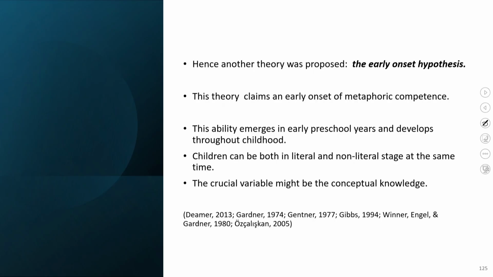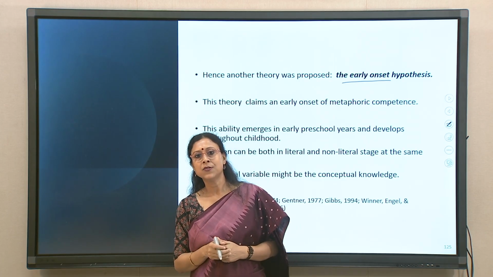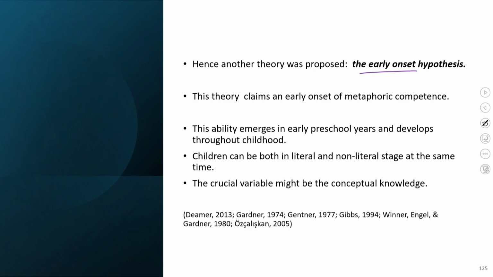Hence, another theory was proposed, which is called the early onset hypothesis. This basically means that children are able to understand metaphors much earlier than considered before. As a result, there is an early onset of metaphor competence. This ability emerges in early preschool years and develops throughout childhood. Children can be both literal and non-literal at the same time. They can be in both stages at the same time.